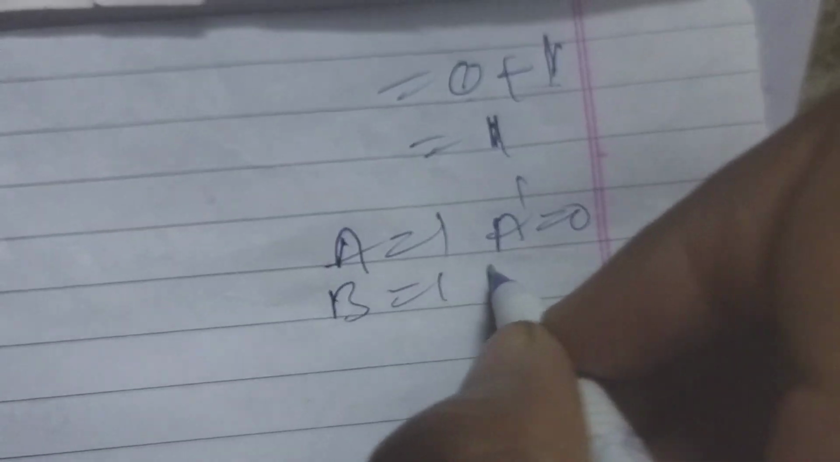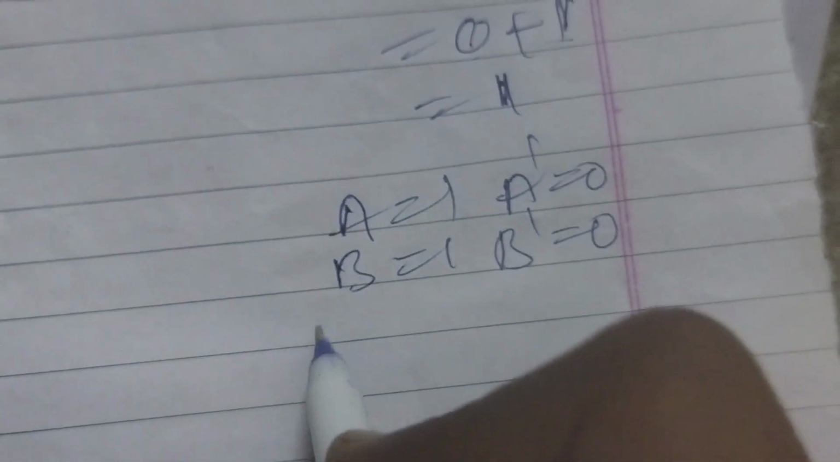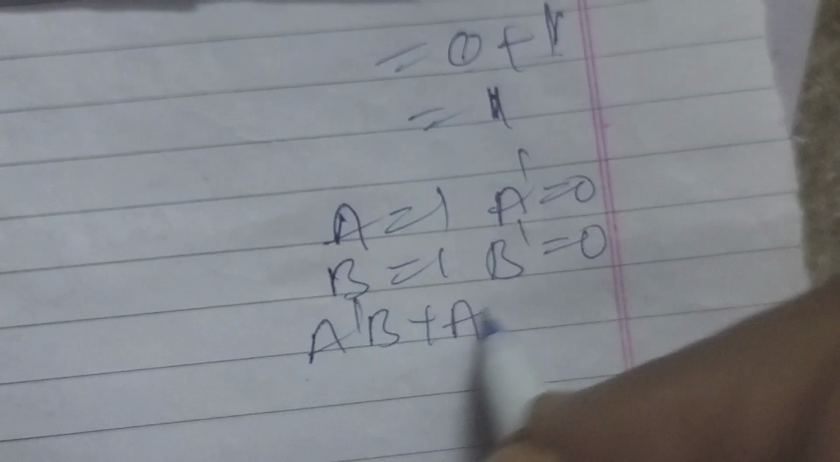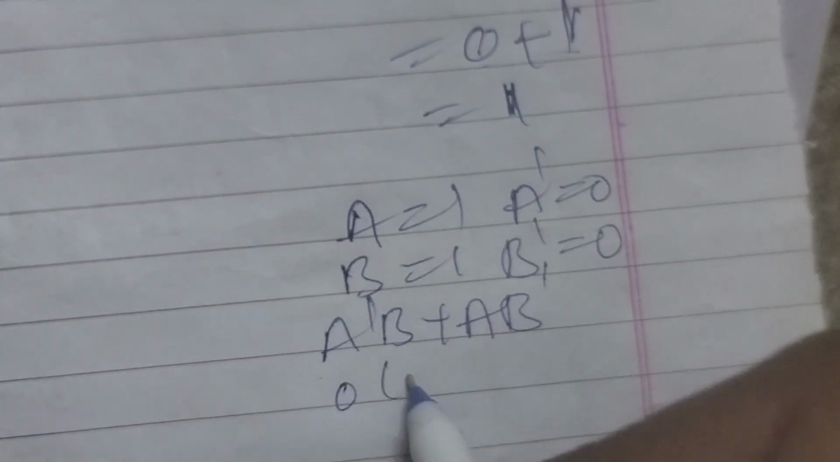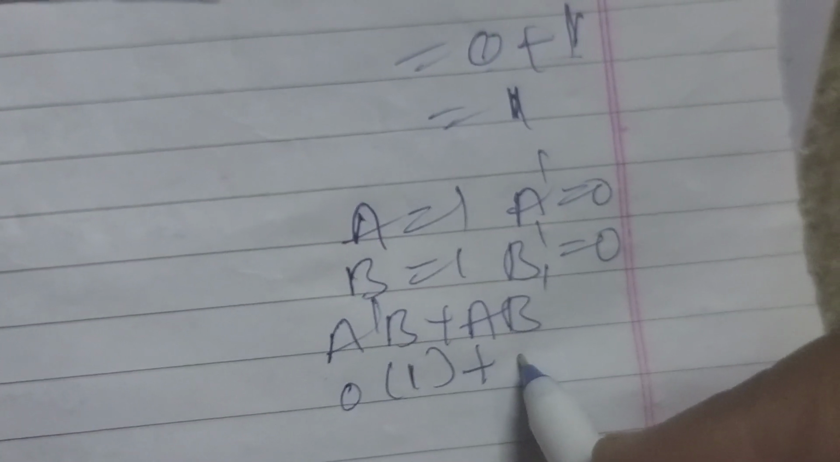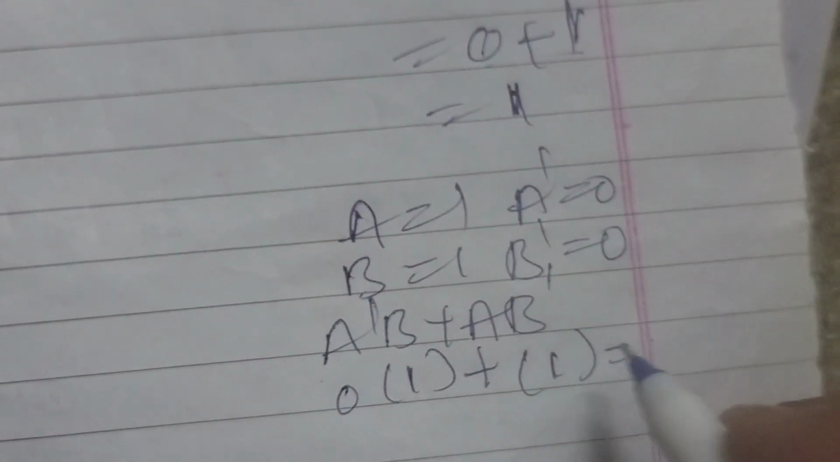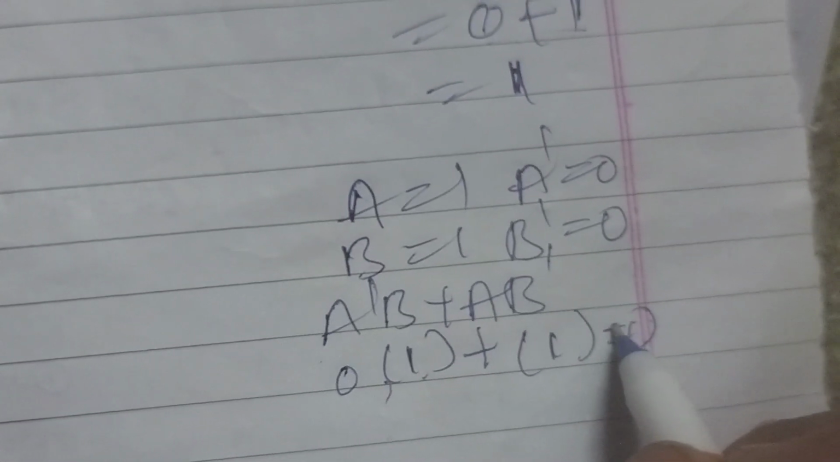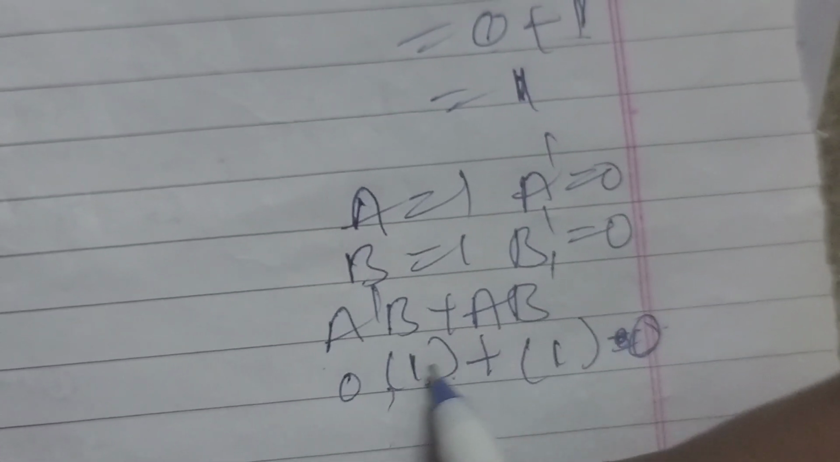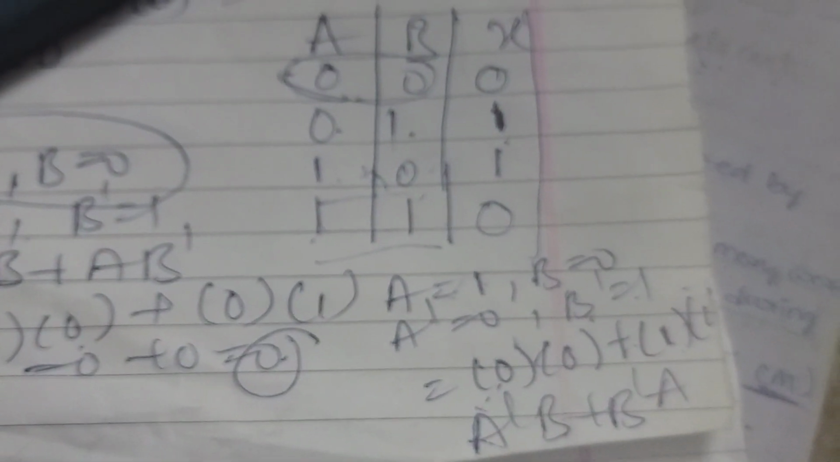For 1 and 1, we need to calculate. A equals 1, B equals 1. A dash value is 0. B dash value is also 0. We need to apply A dash B plus A B dash. A dash value 0 into B equals 1, plus A value 1 into B dash value 0. After multiplying, 0 into 1 is 0. So for 1 and 1, the value is also 0. This is the process of calculating exclusive OR.